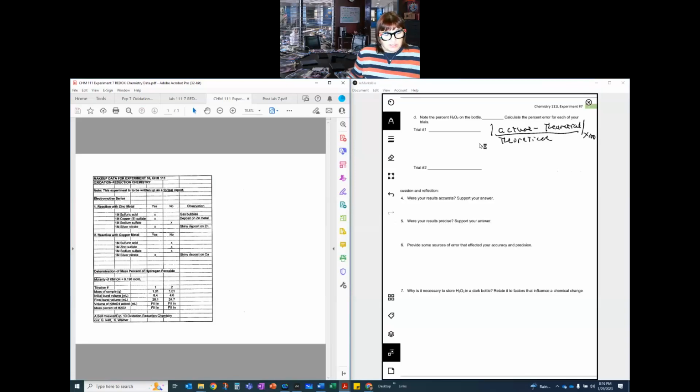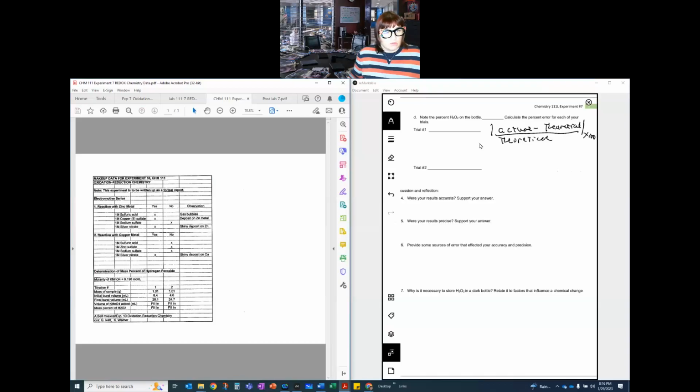Provide some source of error that affected the accuracy and precision. There are a number of things that can affect that, things that I can think of offhand. Improper dilution. Improper reading of the burette while you're trying to take the initial and final volumes. Improper storage of the H2O2. It's been exposed to light. Those kinds of things. So think about it. As long as you have explained why it's an issue, that's what I need.